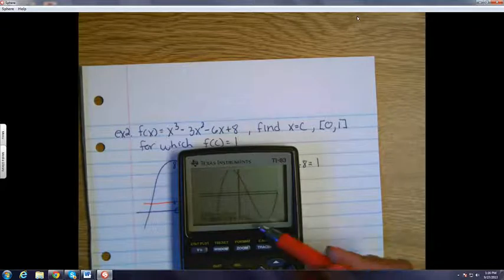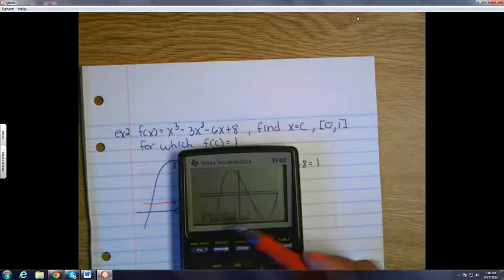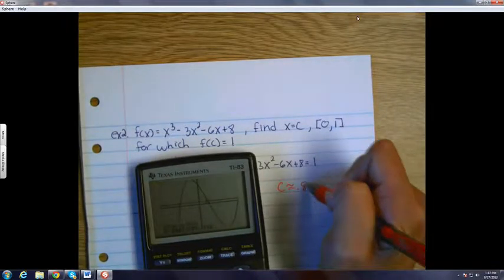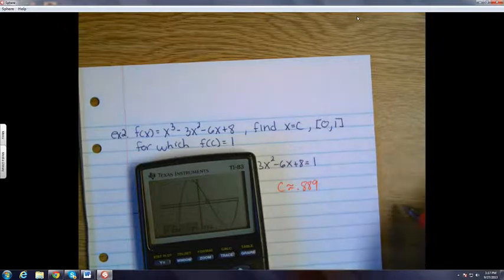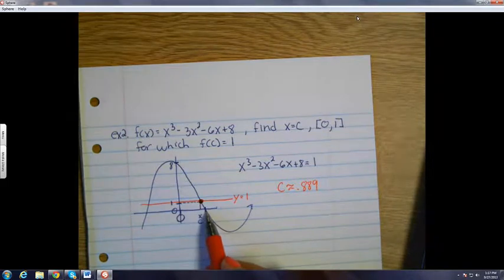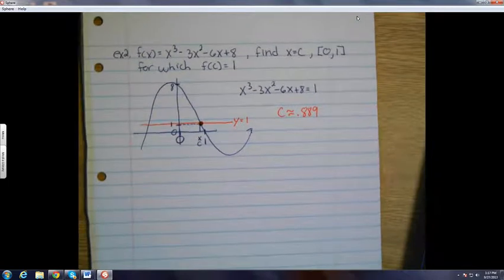The y value is 1. The x value is about 0.889. So my C is about 0.889. Which is between the 0 to 1 window that was established by the intermediate value theorem. Okay, that ends chapter 2. But since this was so short, there is a skill you need to use in the next chapter, which we're going to go over right now.